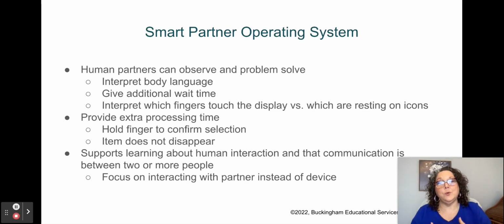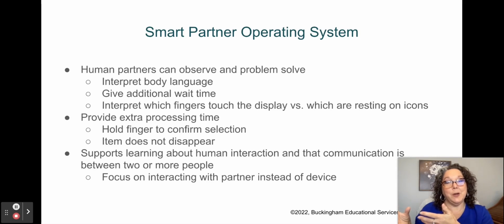Supporting a student with a Partner operating system also means that we are learning about human interaction and that communication is between two or more people. It allows you to focus on that interaction and allows the student to be able to focus on that interaction instead of just focusing on the device. That means I have to do something that is going to have another person hear my response. It's not just about selecting the item on a communication device, but in order for that to be communication, somebody else has to hear it and act upon it.